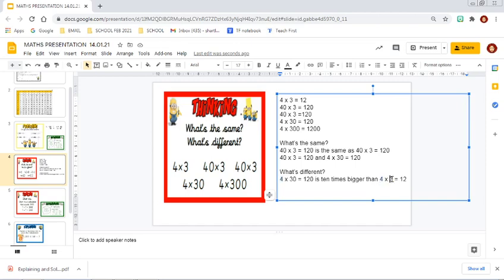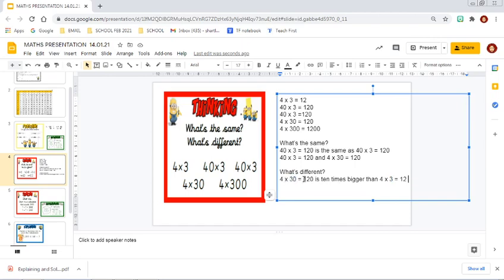However, I have 3 here, and in this example it's 30, so the 3 is 10 times bigger, because the 3 here represents 3 ones. However, here we have 3 tens, which means we've moved the 3 one place to the left on your place value grid, and it becomes 30. So that's one example of a difference.